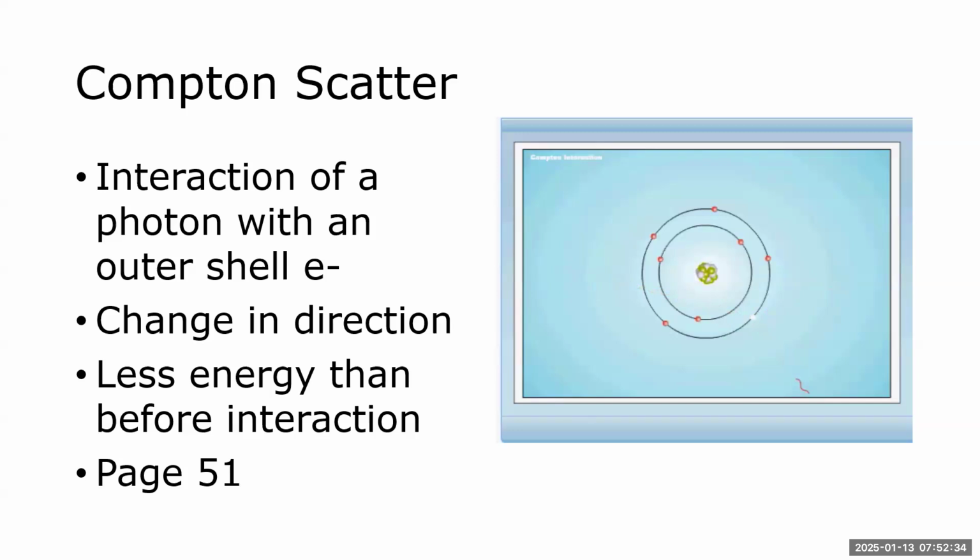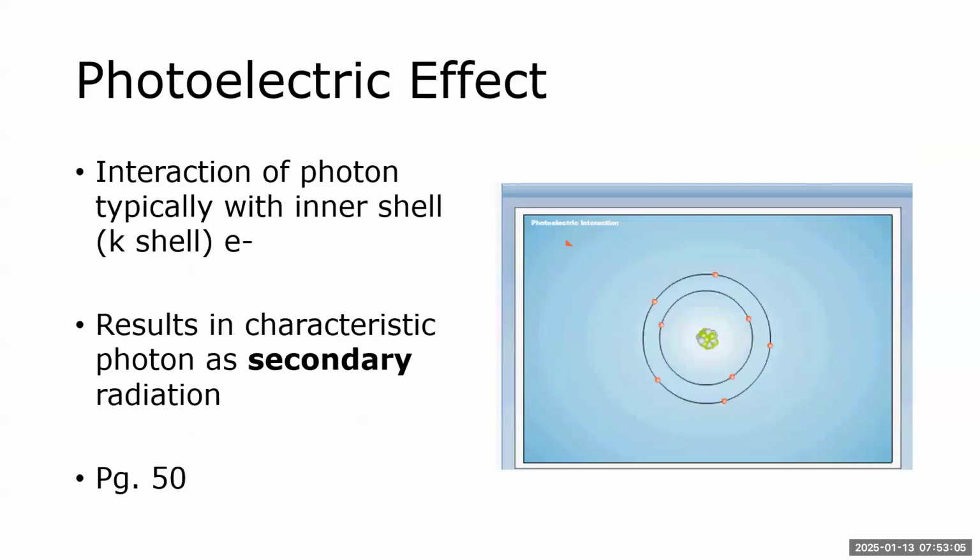If you look on page 51 of your Farber book, you can see a nice little box that talks about scatter and walks you through the steps to help you understand that a little better. We know that Compton scatter is something that we want to prevent as much as we can from reaching the IR because it's now going in a different direction. So it's not an accurate representation of the anatomy. It adds a little fog across the entire image.